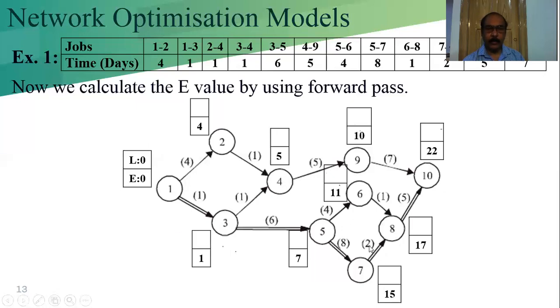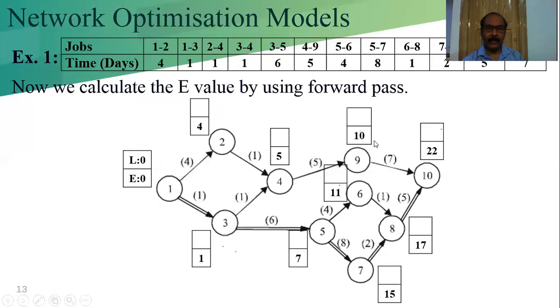See, 15 plus 2 is the 17, and 11 plus 1 is equal to 12. Which one is the maximum? E7 plus 2, E7 value is 15, 15 plus 2 is equal to 17, and E6 plus 1, that is 11 plus 1 is equal to 12. The maximum is the 17, that's why we have put it here. E value is 17. That is the early start time of 8 is 17.